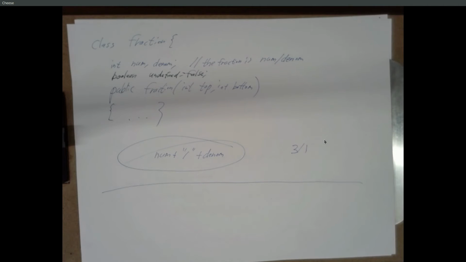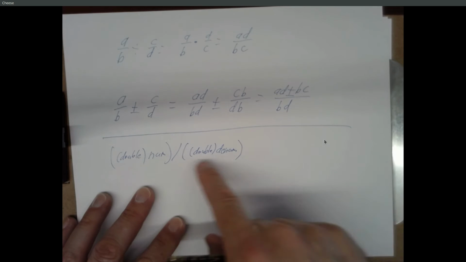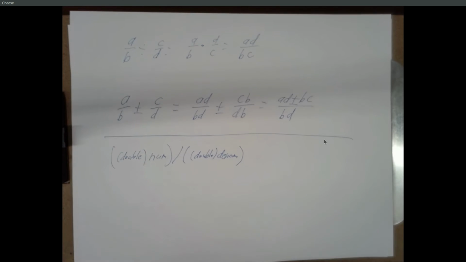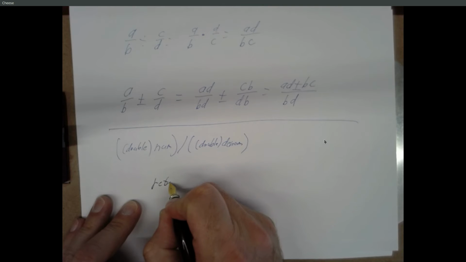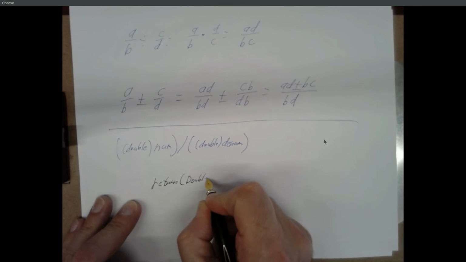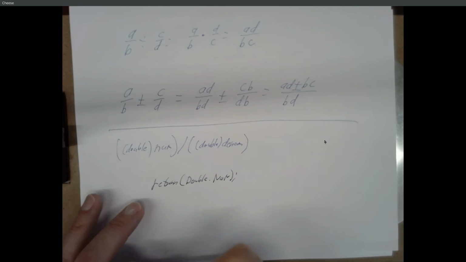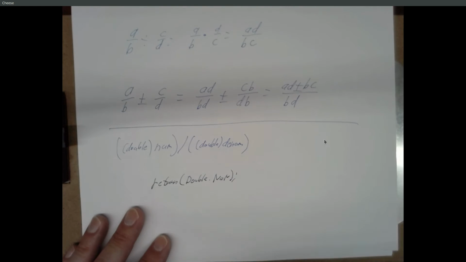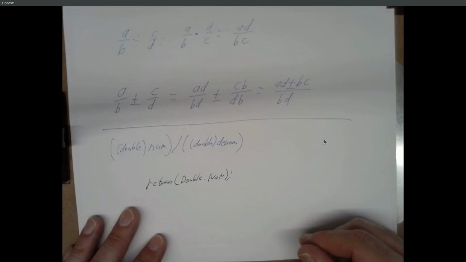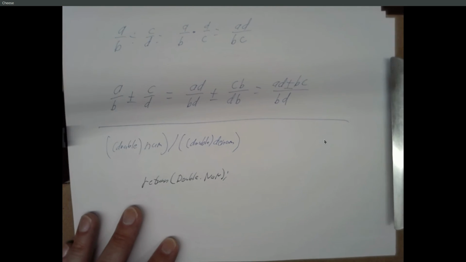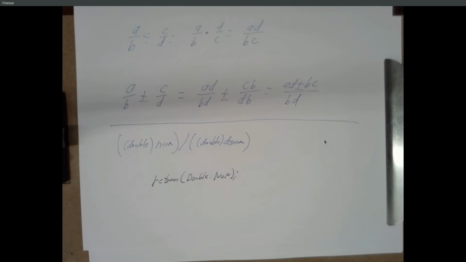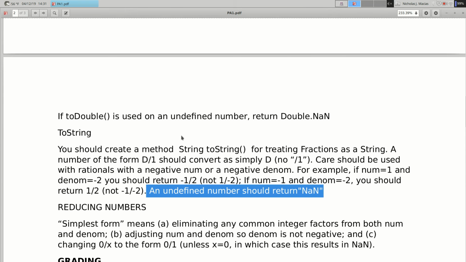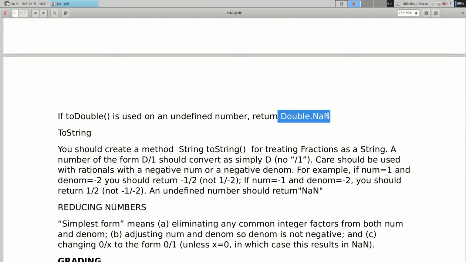So this two-double method, where we take the numerator and denominator, convert them to doubles, divide, and return that, we don't do that if your number is undefined. If your number is undefined, instead of returning this, return the following: uppercase Double.NaN. And that's actually a double precision number that you can store in a double variable, but it's a special value which represents not a number. But Double.NaN will work just as well as 3.1415 or any other number that you would type. So if two-double is used on an undefined number, return Double.NaN.